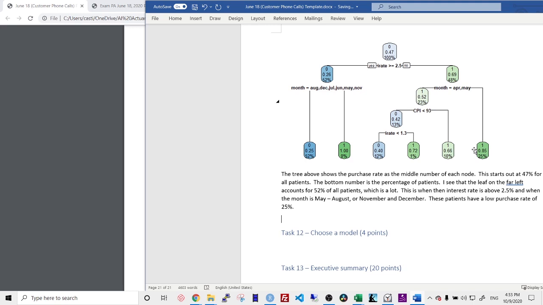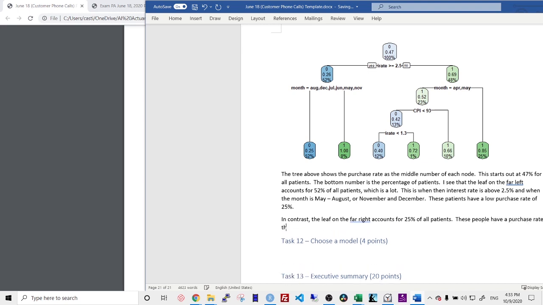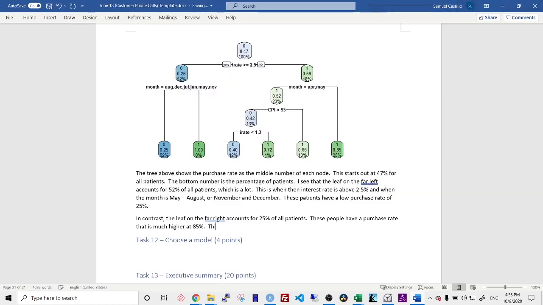And then consider the leaf on the far right. These patients have a purchase rate of 85%. In contrast, the leaf on the far right accounts for 25% of all patients. These people have a purchase rate that is higher at 85%. This is when the interest rate is below 2.5% and the month is April or May.